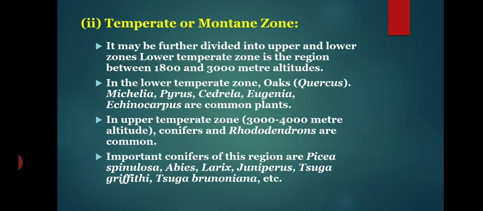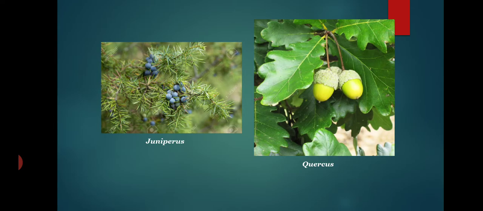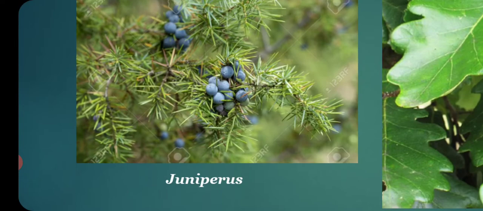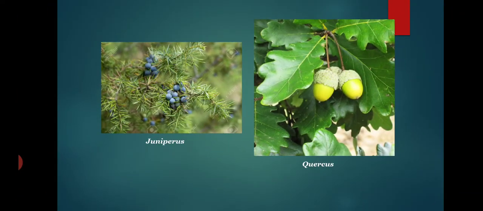Okay, and the next region is the 1800 to 3000 meters altitude. There also we can see Michelia, Pyrus, Cedrela, Eugenia, Echinocarpus. So rhododendron, we saw earlier in the western Himalayas also. Then Abies, Larix, Juniperus. Here two examples are there. This one is Quercus, that is oak. Then Juniperus, it's a gymnosperm. It is not fruits, these are the cones. Okay, and these are the two examples. Quercus, see the fruit of Quercus.